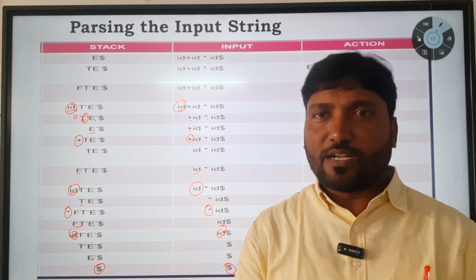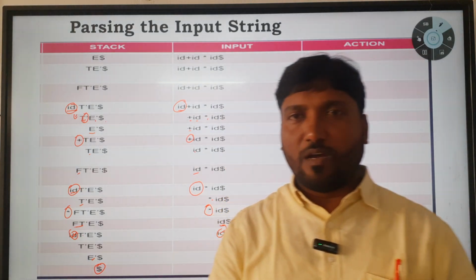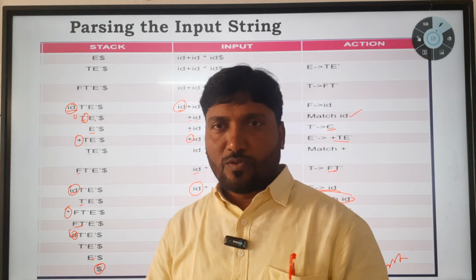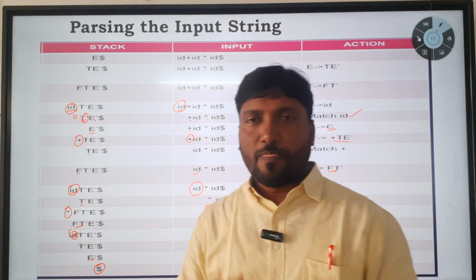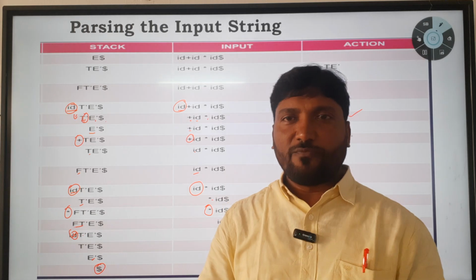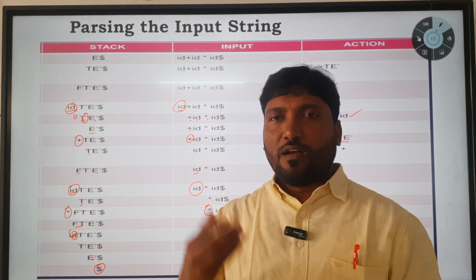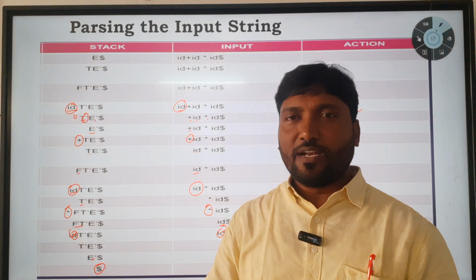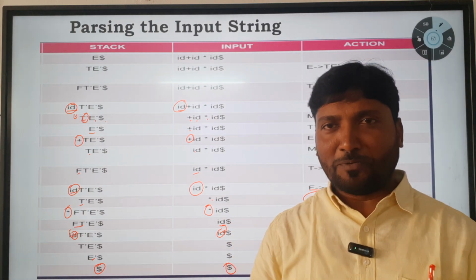This is how to calculate whether the given grammar is a predictive parser or not. By considering three steps: the first one is to compute the first and follow. The second one is to construct the parsing table by using first and follow, and the third one is to parse the input string.